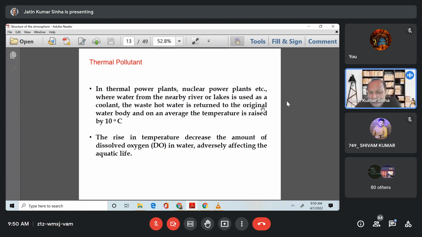A 10-degree rise is a very high rise in water, and that ultimately decreases the dissolved oxygen and also leads to different types of problems associated with aquatic animals as well as plants. But this is very much limited to those areas where we have nuclear power plants or thermal power plants.